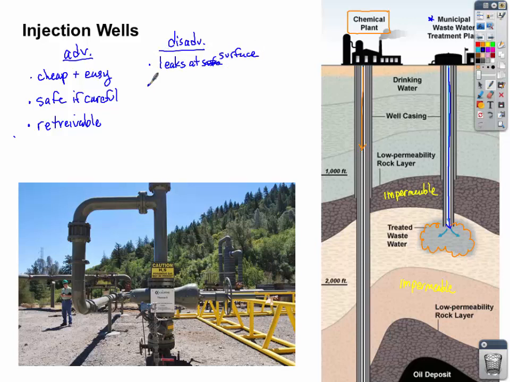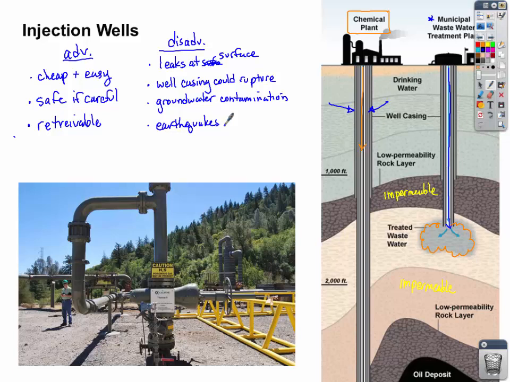All right, the well casing, each well has to be cased with steel or concrete or both. That well casing could be compromised, especially in like an earthquake or something like that, and then you have groundwater contamination. All right, earthquakes are a problem.